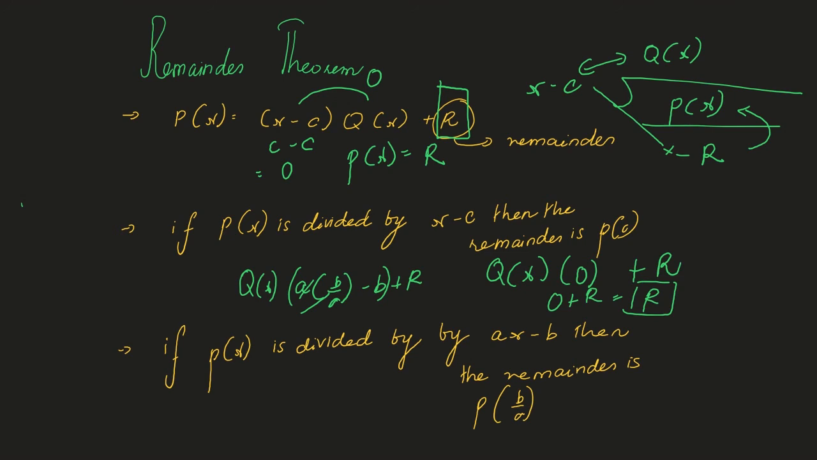This can also be applied to the factor theorem in such a way that if ax minus b is a factor, then the remainder will simply be 0. And therefore, if ax minus b does not give any remainder, then the value of p of b upon a is 0. And that is one good way to remember the remainder and factor theorem. So this basically sums up today's video.